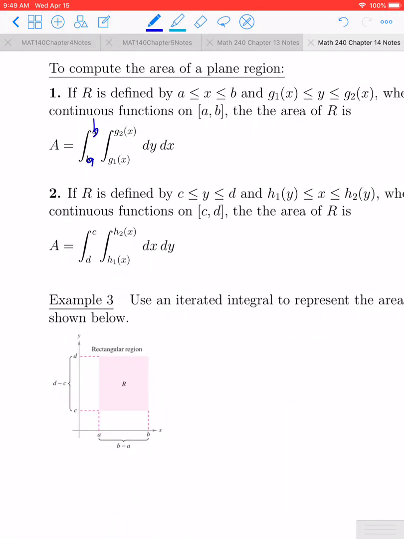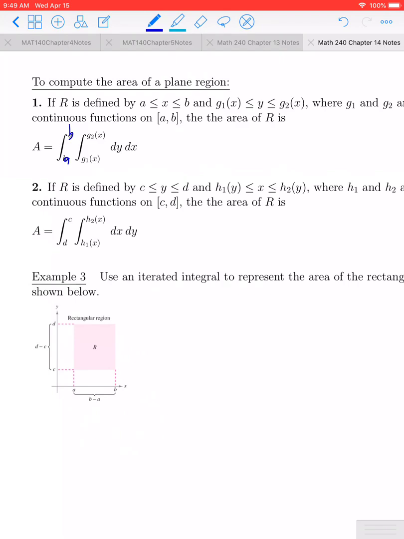Similarly, if R is defined by y between c and d, where x is between h1 of y and h2 of y, with continuous functions h1, h2 on the closed interval c to d, then the area of R is going to be given by the integral from c to d of the integral from h1 of y to h2 of y, dx dy.